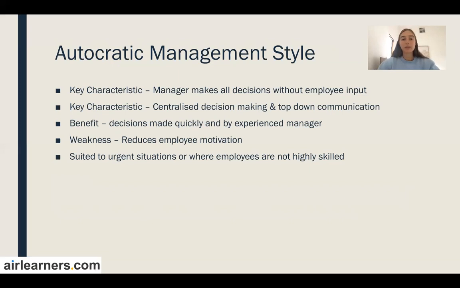An autocratic management style is where the manager makes all decisions within the business and has full control over decisions without any employee's input. We call this centralized decision making because it's central to the management. It's not delegated to employees. Employees have no input. So it's centralized in management. We also call it top-down communication because if you have employees below the manager in the hierarchy, the communication is coming from the manager to the employee telling them what to do.